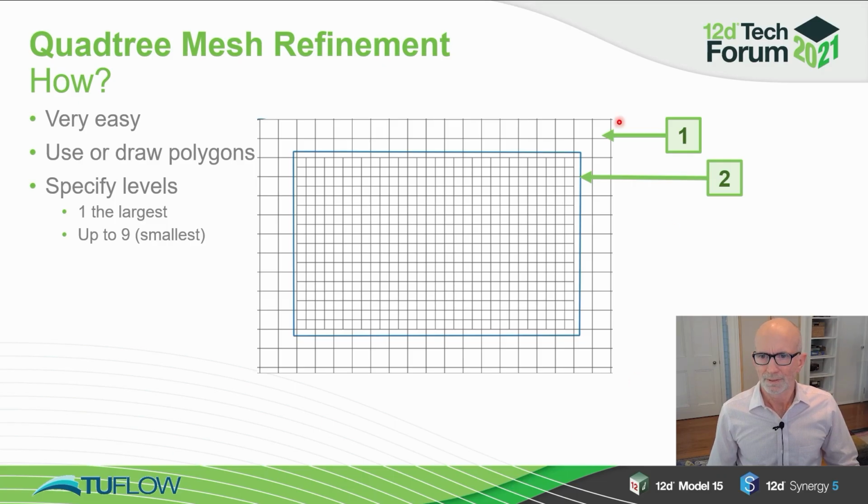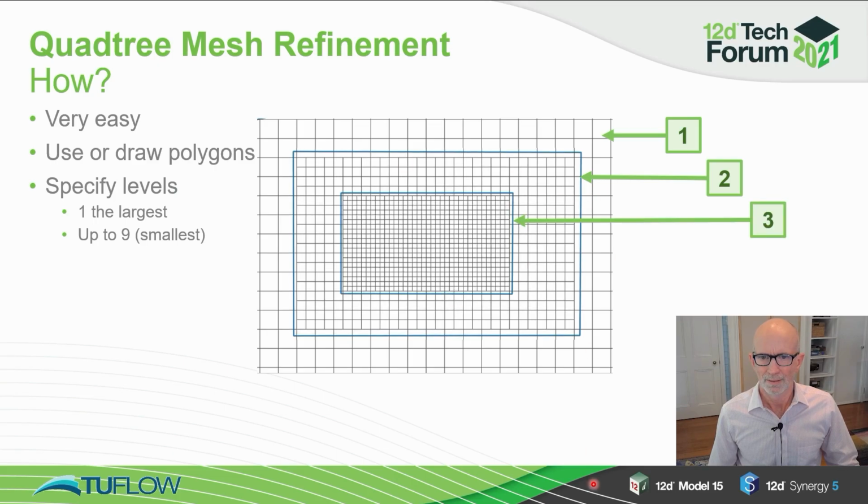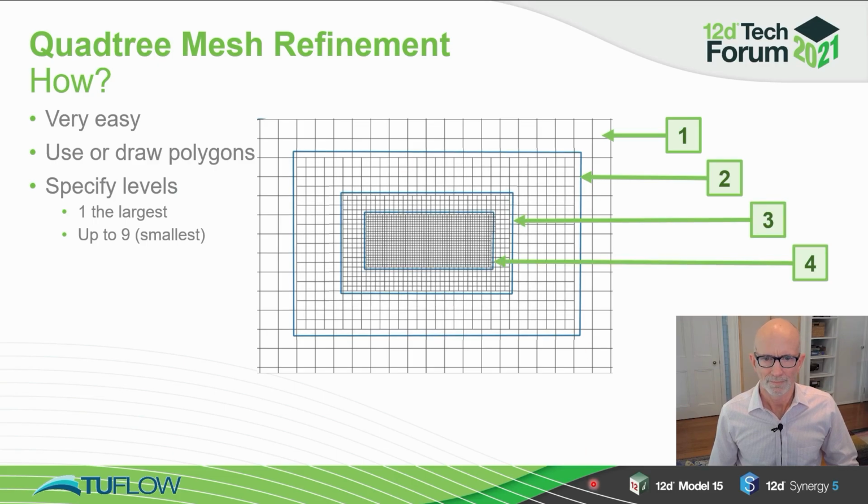And so effectively what it is, you might have a base cell size at level 1, which is this cell size here. You can just draw a polygon and generate those cell sizes. And you can do another one, and you can do another one, and you can just keep going down like that.